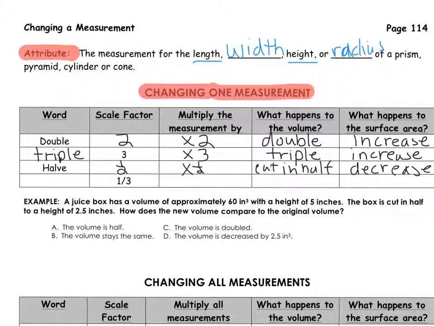Another one you might commonly see is if you decrease a measurement by 1/3. So you're multiplying your measurement by 1/3, which means you'll cut your total volume by 1/3. Which means, once again, your surface area is going to decrease.